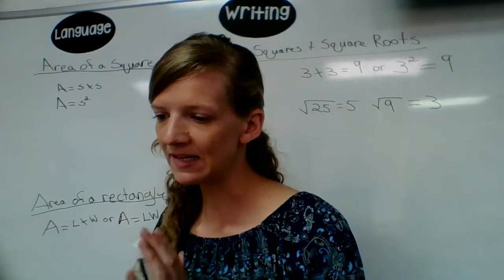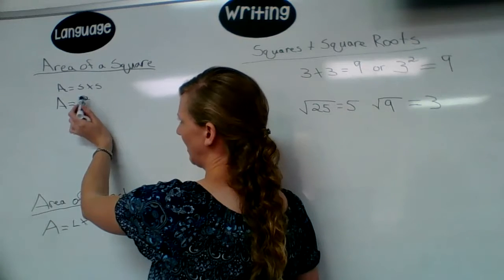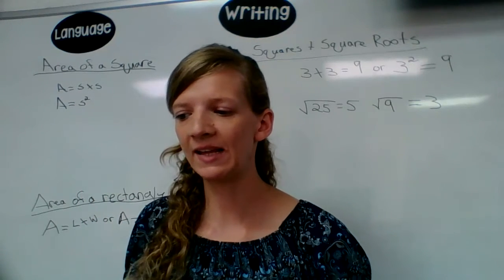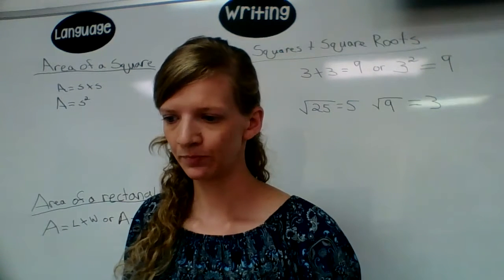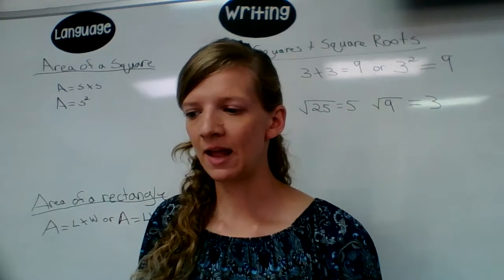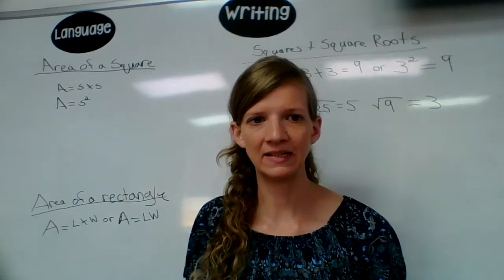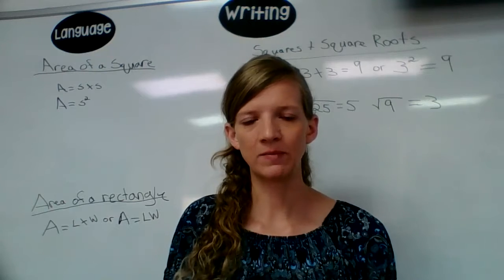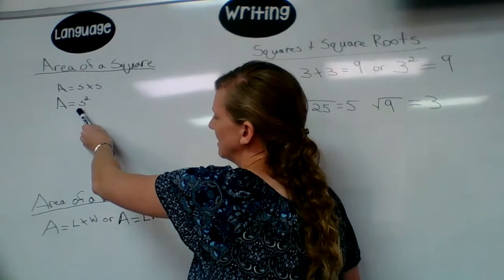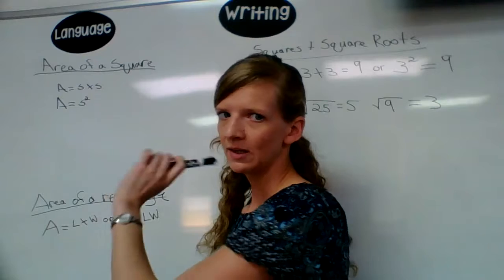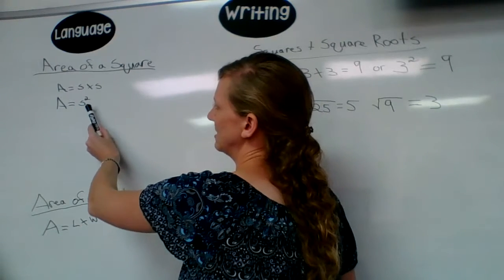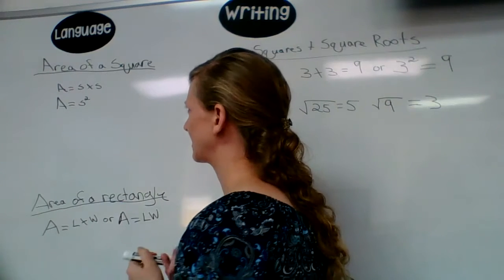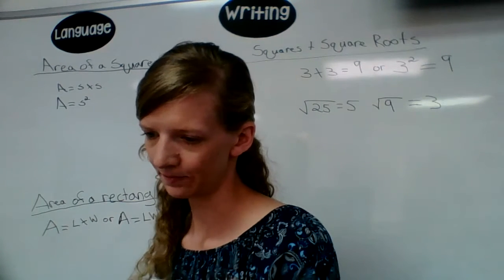Now, S with the little 2 over it, the little 2 has to be above it to the right of it, is read A equals S squared. When a number is squared, that means the number is multiplied by itself. So any number that's squared, you times it by itself. So this would not be S times 2. No. S squared means S times S. S times itself.